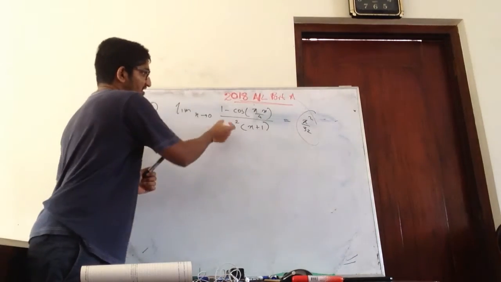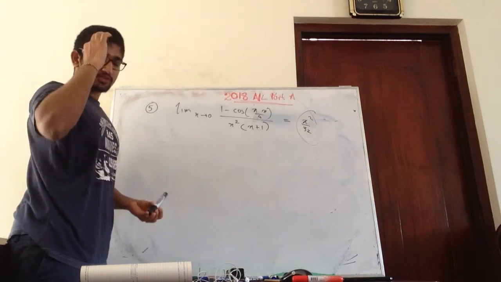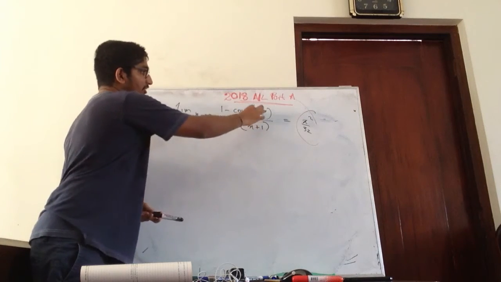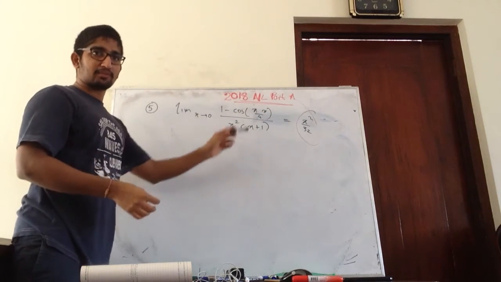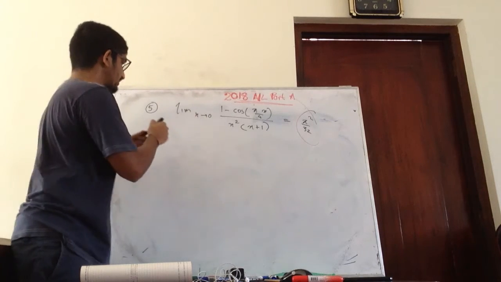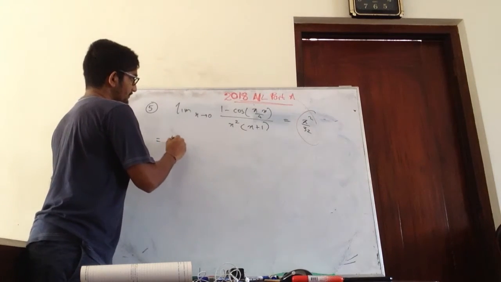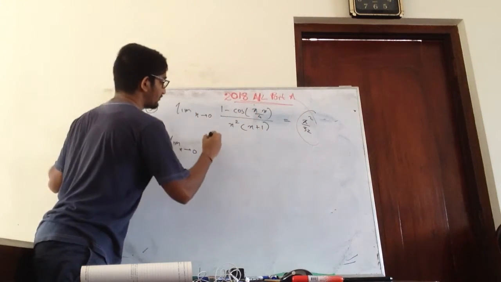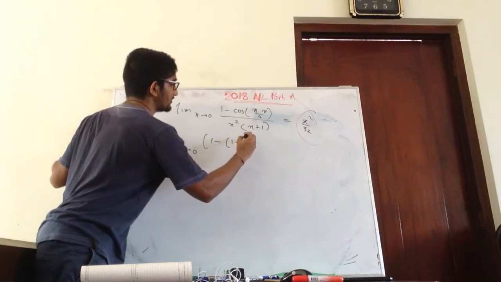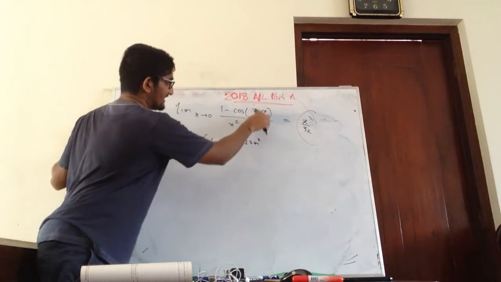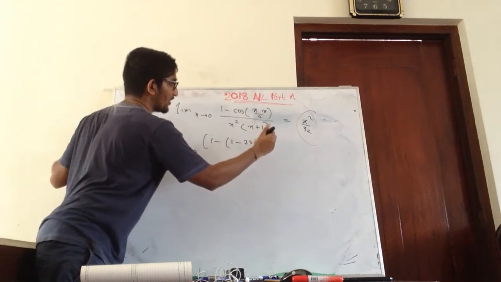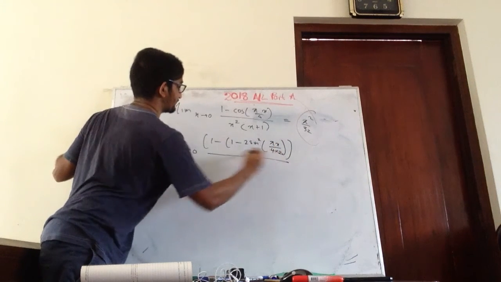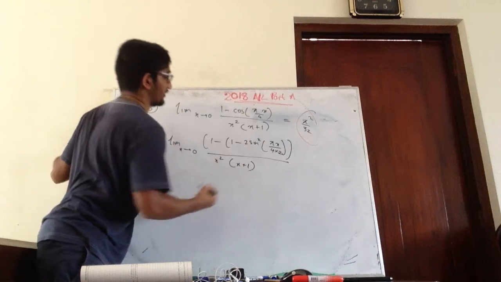So first of all there's x squared here, right? What should come to your mind is that we need to convert this into a sine squared thing. So we can use the half angle formula of cos, that is 1 minus 2 sine squared of the half angle. That means 5x over 2, in the numerator, over 4 x squared (x plus 1).